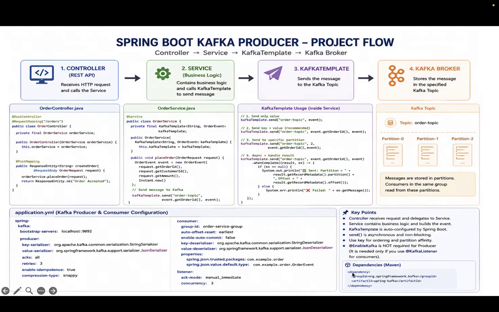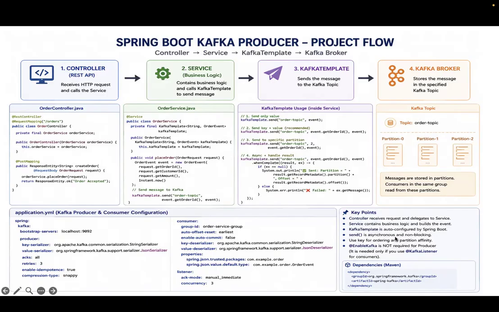When the Kafka template is added, all the related configuration is auto configured. It is based on the dependency spring-kafka. If the dependency is mentioned, the auto configuration will happen automatically. So the key points: the controller receives the request and delegates to the service. As I explained above, the service contains the business logic and builds the events. Always in the producer, service or component classes will produce the topic. Kafka template is auto configured by Spring Boot.